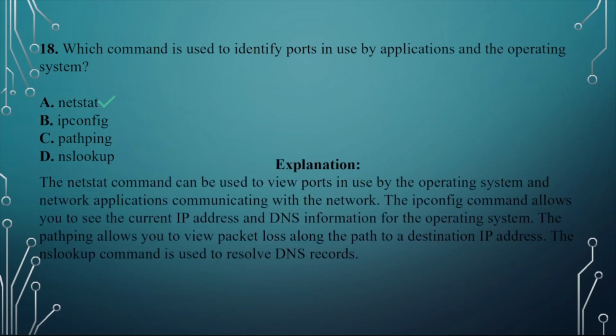That would be A. netstat. The netstat command can be used to view ports in use by the operating system and network applications communicating with the network. The ipconfig command allows you to see the current IP address and DNS information for the operating system. The pathping command allows you to view packet loss along the path to a destination IP address. The nslookup command is used to resolve DNS records.